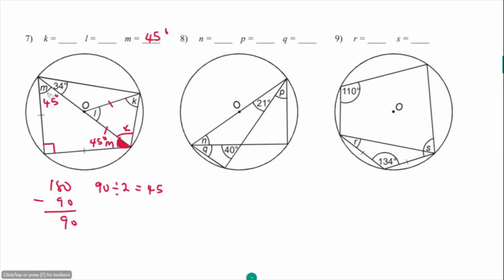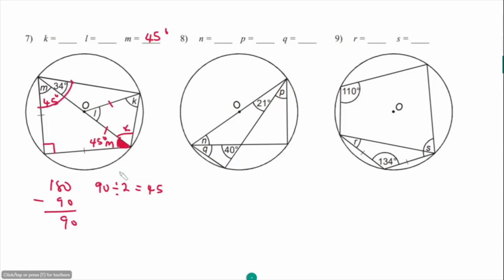Okay, good. These two angles here should equal these two angles here, because they should add up to 180. Remember, opposite angles of a cyclic quadrilateral always add up to 180. So this angle here and this angle here should give me 180. So I'm going to add up these two angles, I'm going to put it like this.